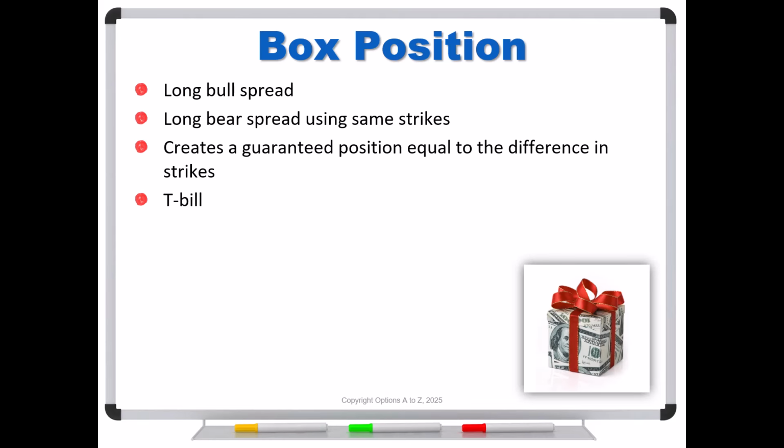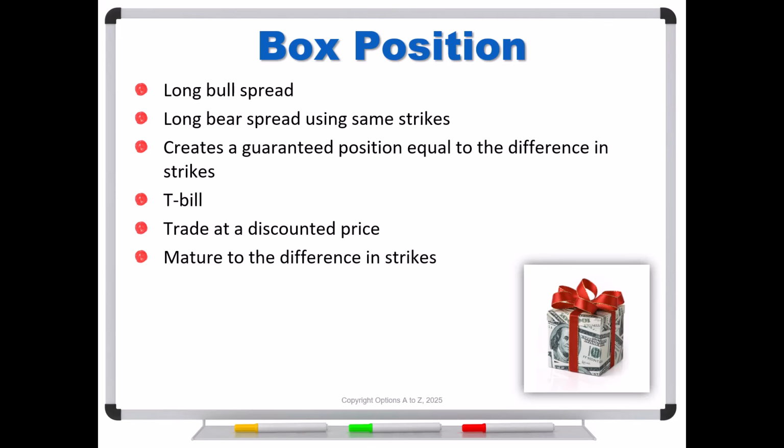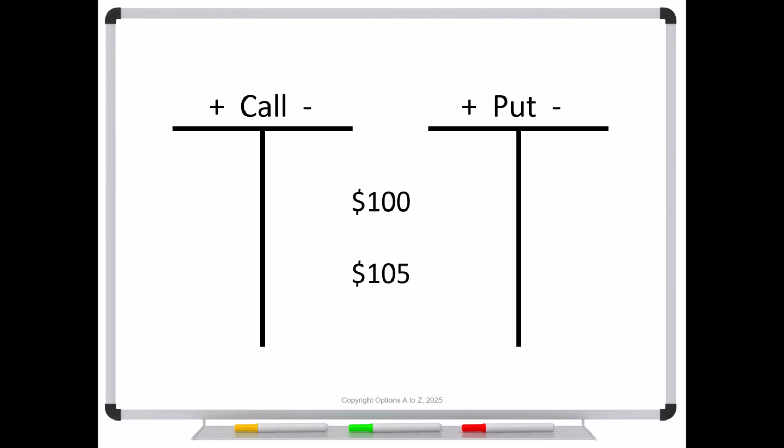Now, of course, just like T-bills, these will trade at a discounted price. So they're going to be priced at something less than the difference in strikes with these two spreads. And then they will mature or expire equal to the difference in strikes. And so that little difference between those prices is your risk-free profit. So here's what it looks like. Let's see what the long bull spread and long bear spread look like.